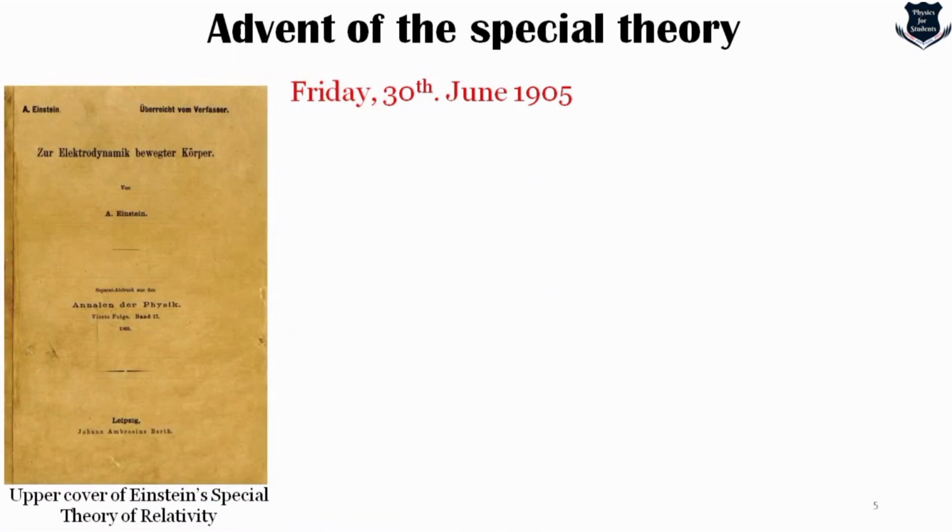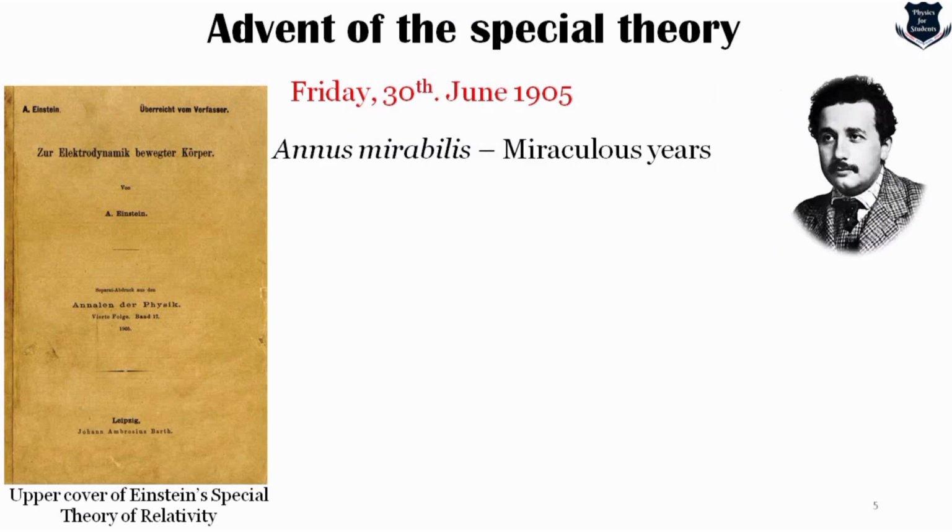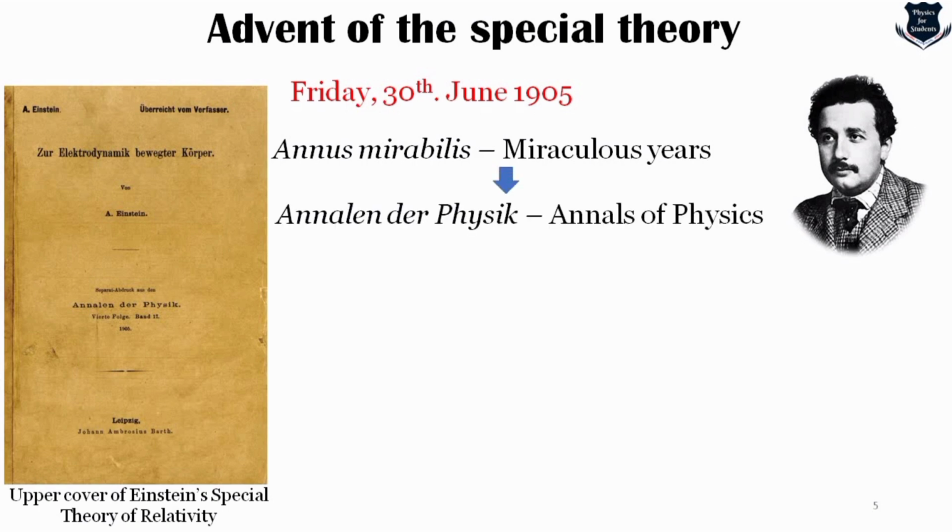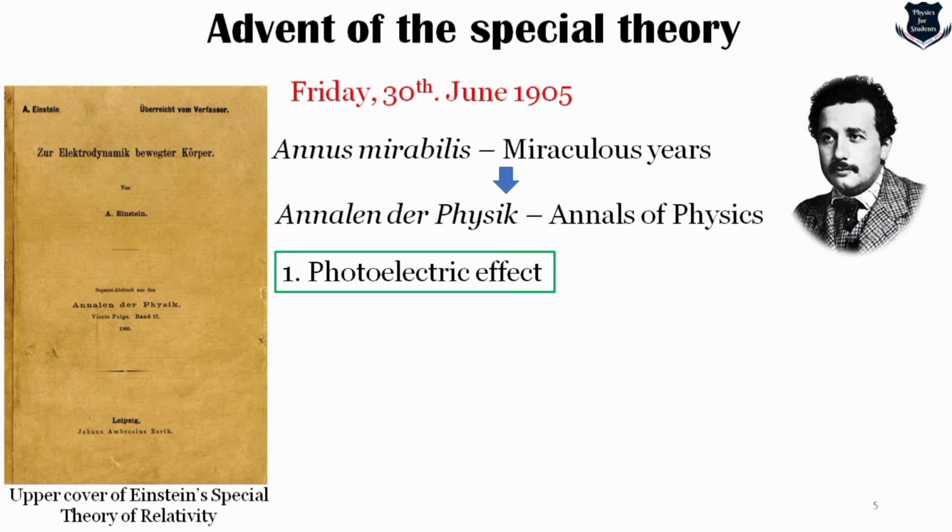Here is the upper cover of Einstein's special theory of relativity. Annus Mirabilis, which comes from the Latin words meaning miracle year, refers to the 4 papers that Albert Einstein published in Annalen der Physik, or the Annals of Physics, a scientific journal, in the year 1905. These 4 papers were major contributions to the foundations of modern physics. They revolutionized science's understanding of the fundamental concepts of space, time, mass and energy. Because Einstein published these remarkable papers in a single year, 1905, it is called Annus Mirabilis.